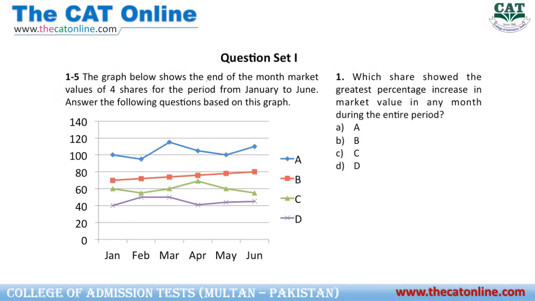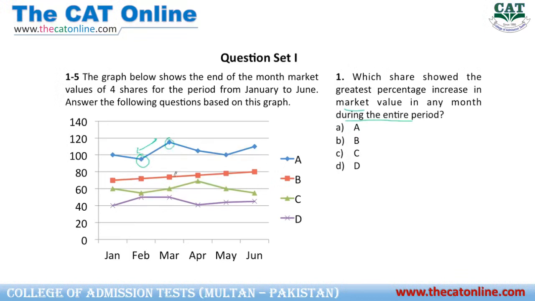The graph below shows the end of month market values of 4 shares for the period from January to June. Answer the following questions based on this graph. Which share showed the greatest percentage increase in the market value in any month during the entire period? So now we'll need to calculate the growth rate for each of the shares in each of the months, but we can simplify our lives by just looking at the slope. So the probable answer can be this, because this is a high growth.